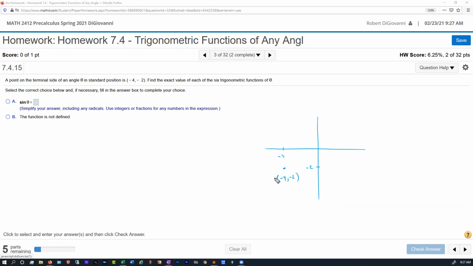And so if you go through and find the radius, you'll find that the radius is the square root of 20 again, which is really 2√5. And so you know that x is -4, y is -2, and the radius is 2√5. And then you just go through and do all your trig functions off of those. So I'm going to go ahead and just leave that and move to the next problem.